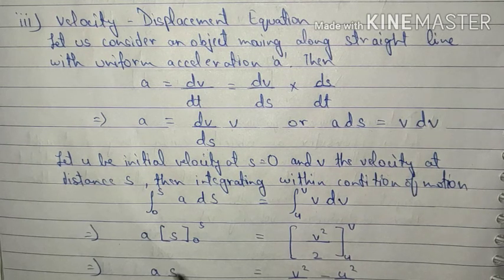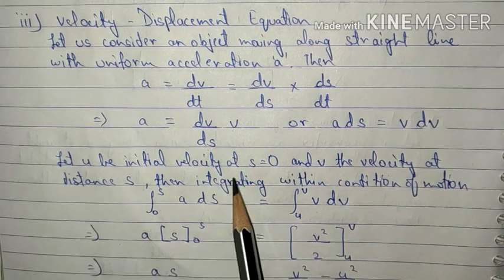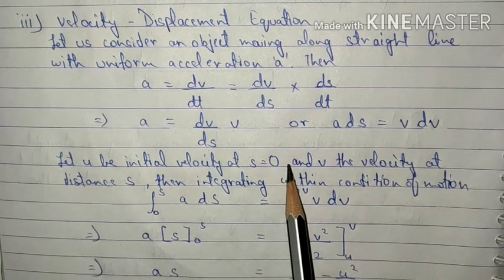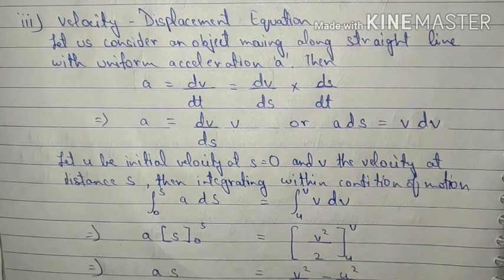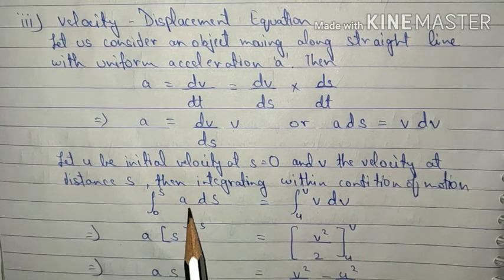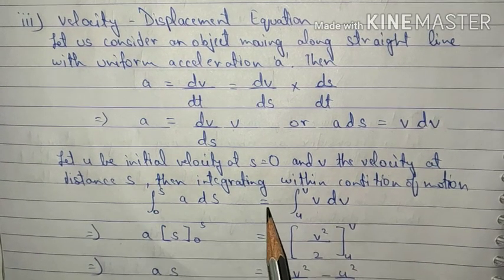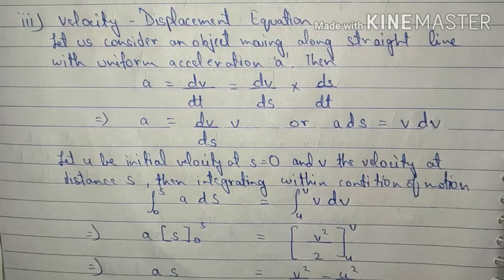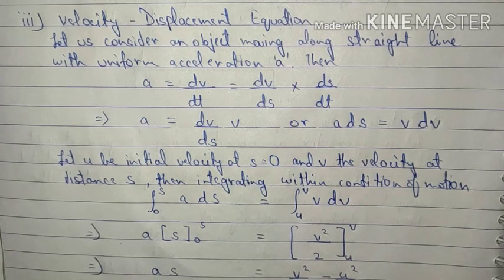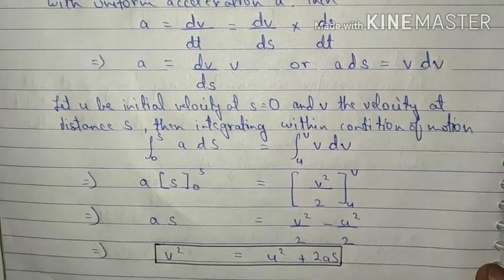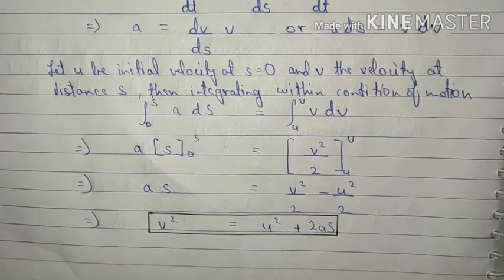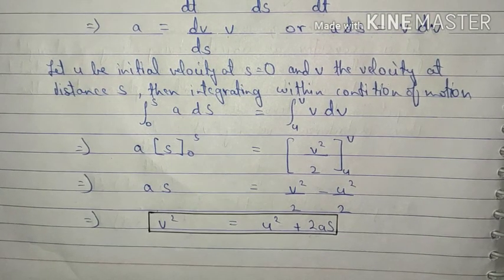Now if u is the initial velocity, that is when the distance was 0, and v is the final velocity when the distance is s, then integrating within the condition of motion, we can write it as integration of a ds from 0 to s is equal to integration of v dv from u to v. Again, a being constant moves out, and when we integrate ds, we get s. Since the limit was 0 to s, we have specified it as 0 to s.